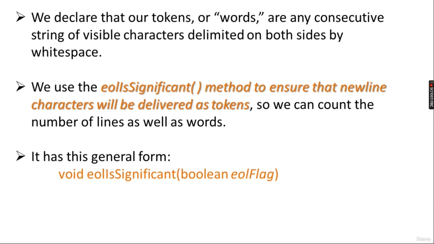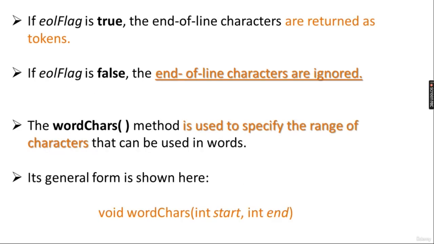We use the eolIsSignificant method to ensure that newline characters will be delivered as a token, so we can count the number of lines as well as words. The general form is eolIsSignificant(boolean flag). That will ensure newline characters are delivered as tokens, so we can count the number of lines as well as words in that list. If the end-of-line flag is true, end-of-line characters are returned as tokens, and if it is false, end-of-line characters, that is newline characters, are ignored.